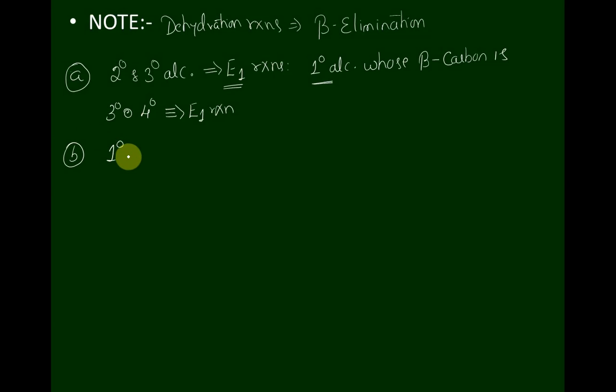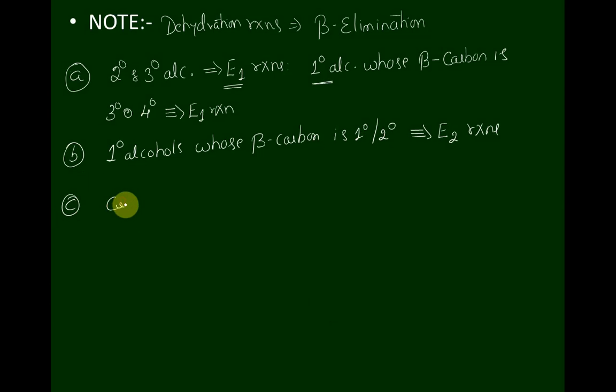Primary alcohol whose beta carbon is either primary or secondary, then it follows E2 elimination reaction. E1, E2, E1cB, the meaning, definition, everything I taught in haloalkanes and haloarenes. Here I am directly giving the information, that's all.